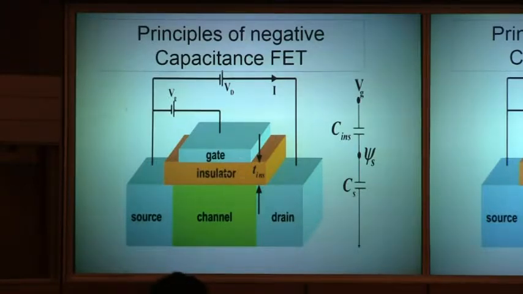And under the gate, there's one capacitor. This is the normal structure, this capacitor. Anyway, we put another negative capacitor in series with the normal capacitance. These are very simple structures. We just put another negative capacitor to make it work. And how does this kind of structure work?